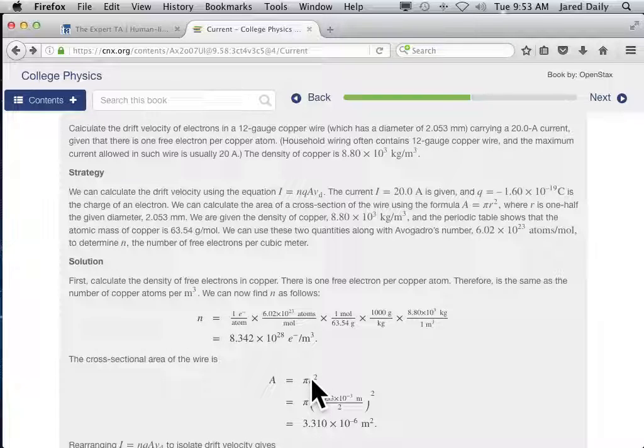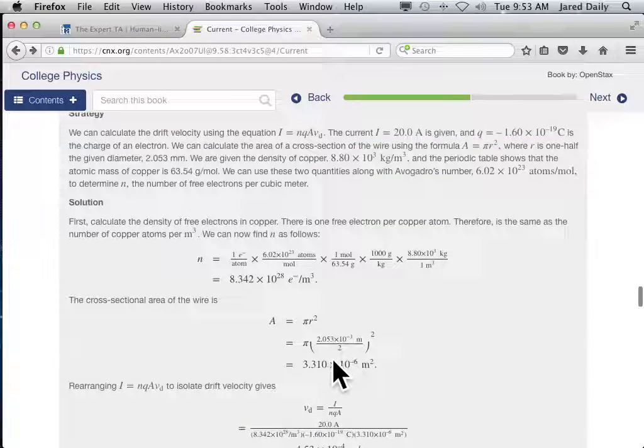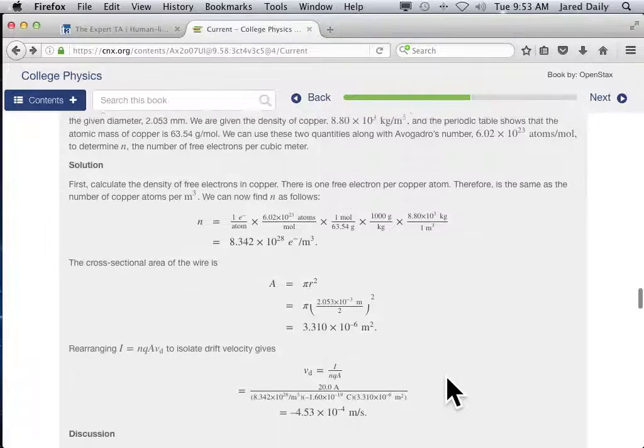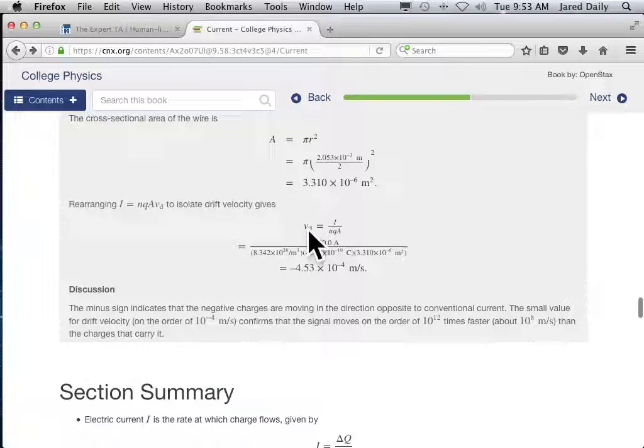A is going to be just pi r squared. We take that diameter they give us divided by 2 squared multiplied by pi. That gives us the area of that circle with the diameter given. Then we rearrange our equation to make the drift velocity equal to current over nqA, and we multiply n, q, and A together. We have q already. We were given the diameter, so we could calculate the area, and we made that conversion for the number of electrons that there are per cubic meter of copper. And in the end, you get a drift velocity of negative 4.53 times 10 to the minus 4 meters per second.